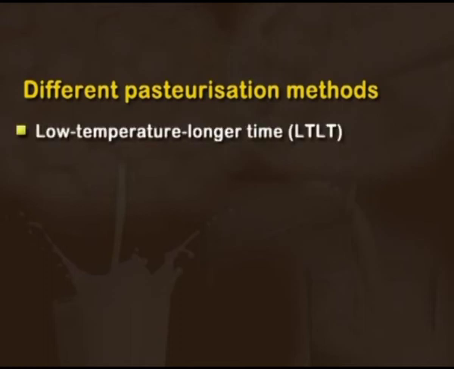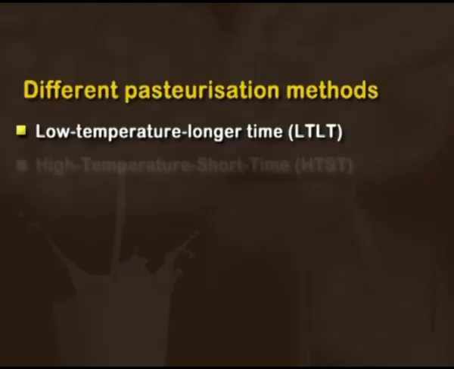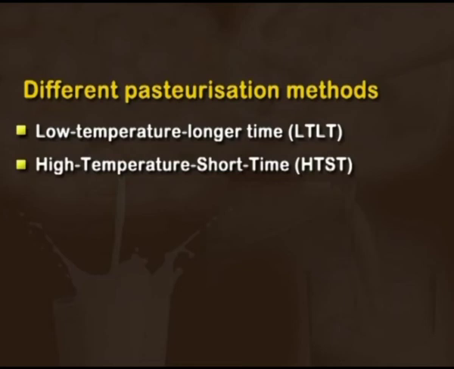Now, different pasteurization techniques are used. The first one is called the low temperature longer time process, where the milk is heated to a temperature of 65 degrees for 30 minutes, and it is also called the holding method or the batch method. Then we have the high temperature short time method, where the milk is heated to a temperature of 72 degrees centigrade for a period of 15 seconds only, followed by rapid cooling to 10 degrees centigrade. It is also called the continuous method or flash pasteurization.